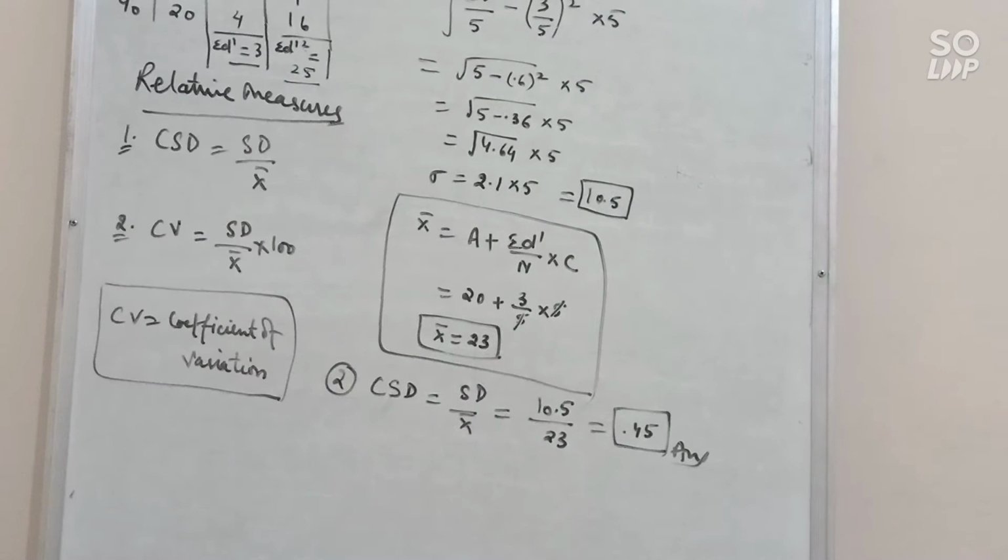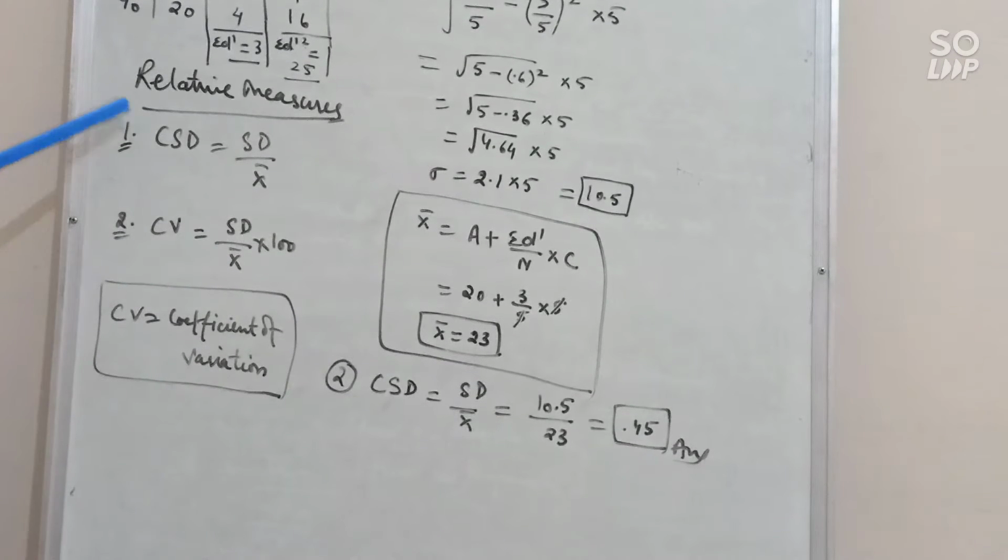Clear? Here I just want to discuss one more point, that is relative measures. Under standard deviation, we have two relative measures. One is CSD, coefficient of standard deviation, and the formula is standard deviation upon mean. But we have another measure also, that is CV, coefficient of variation, and the formula is standard deviation upon mean into 100. Both are almost the same.